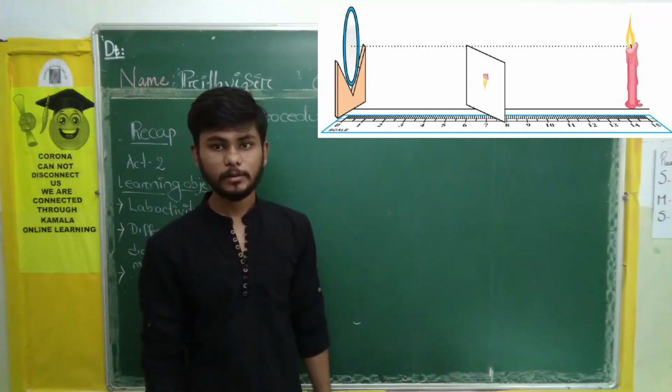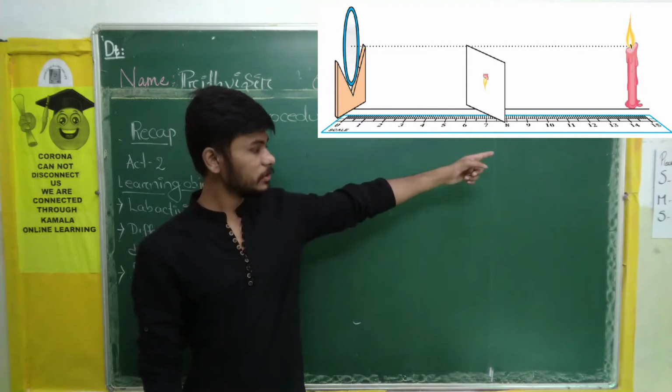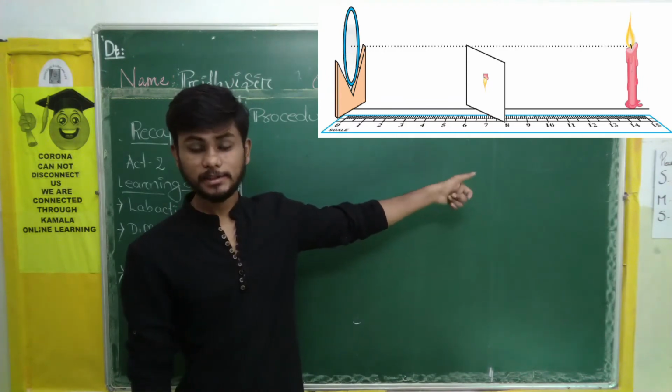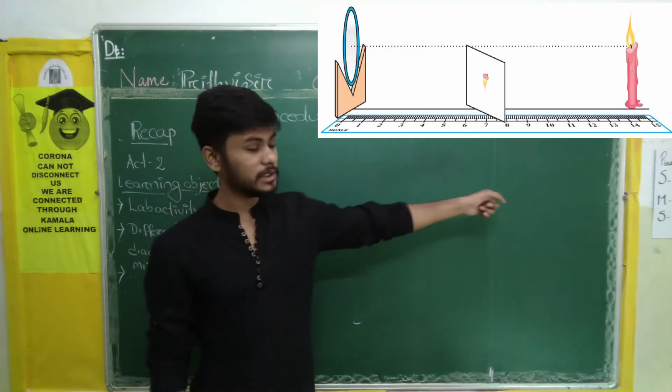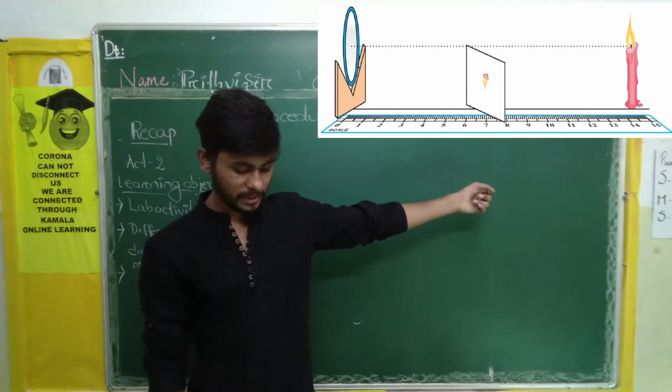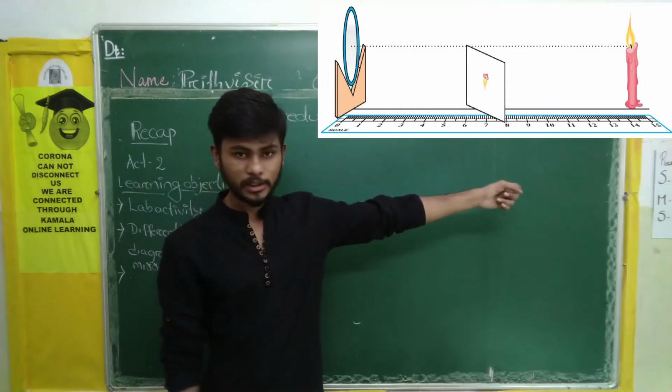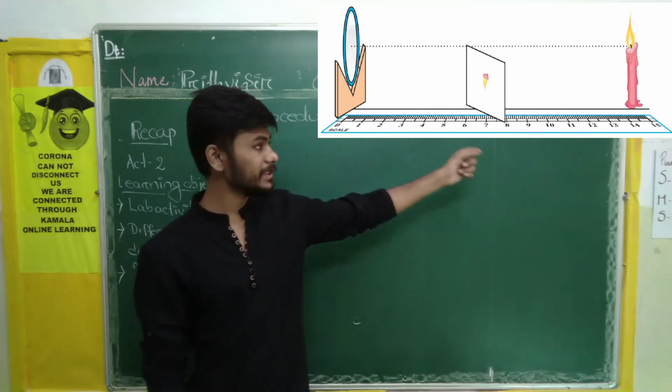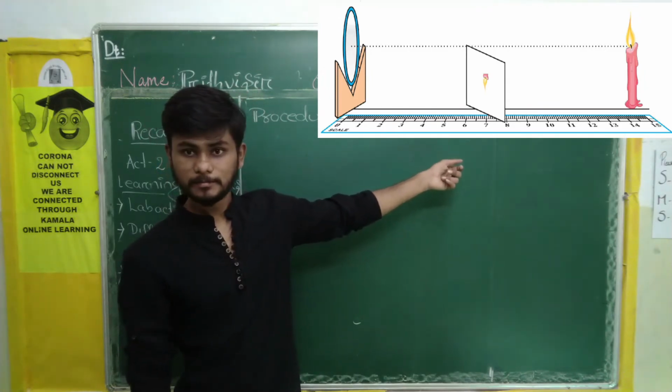As you can see, the image of the candle is on the paper and it is inverted. Below, we have kept a meter scale. On that scale the reading is around 14. If the reading is around 14, you can see the image is diminished and inverted, right?